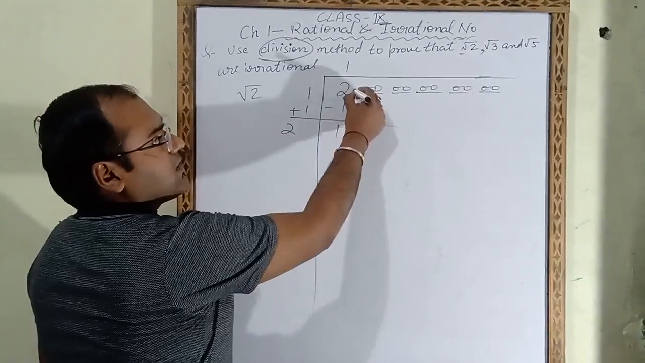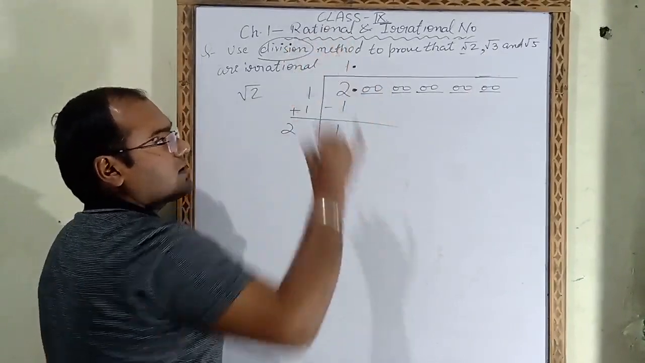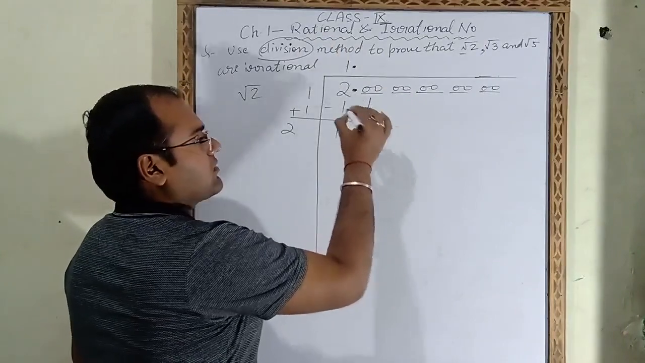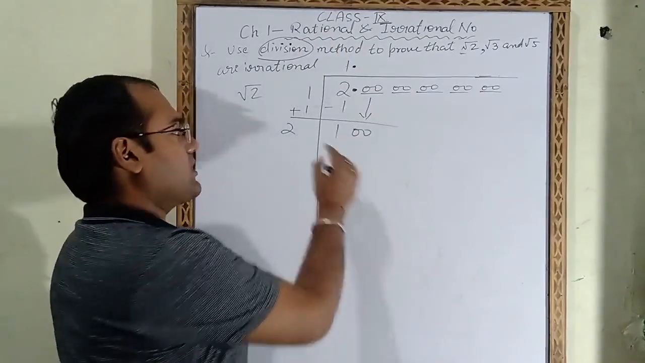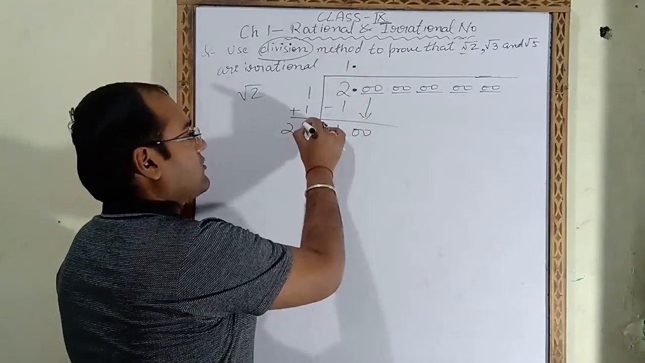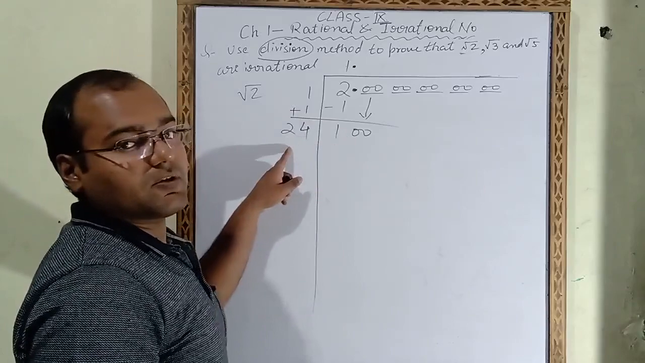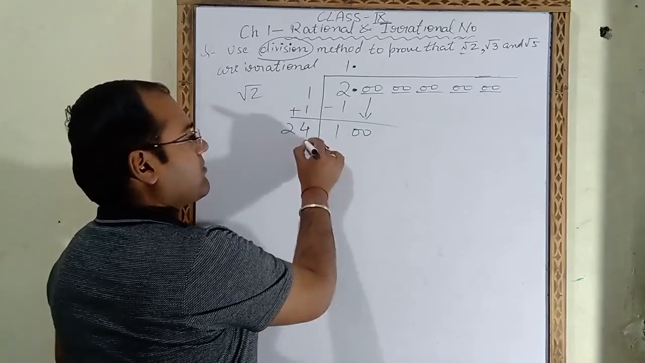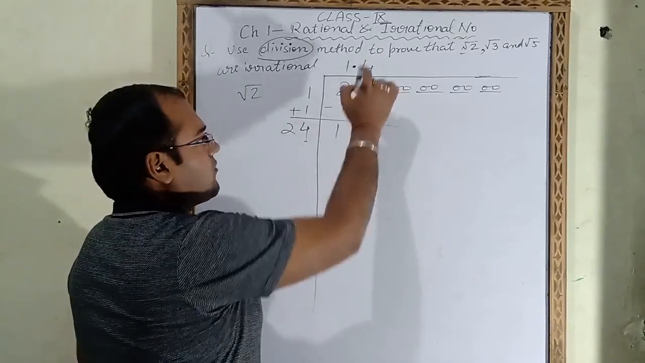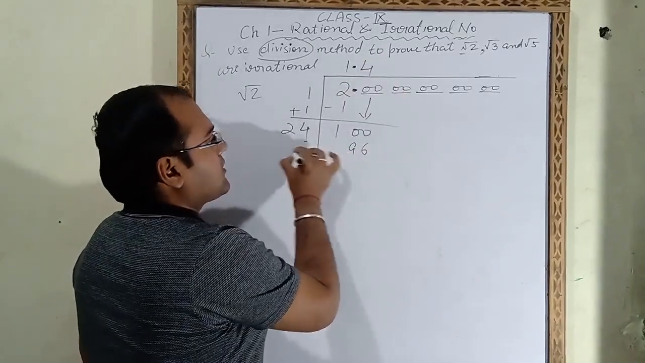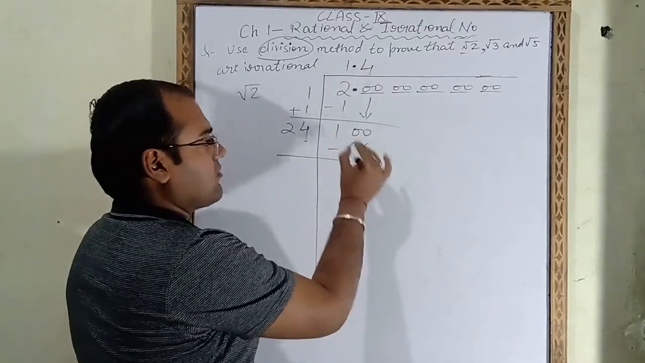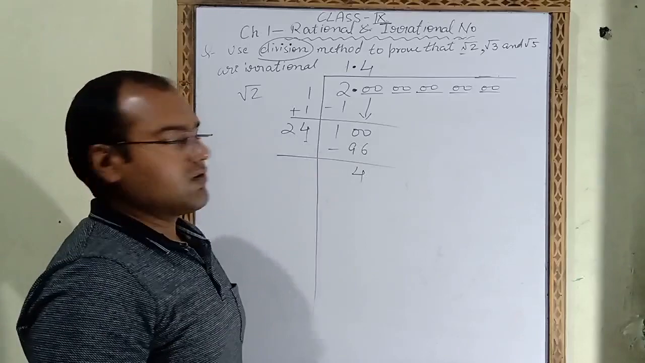Now the decimal is coming here, that's why we have to put a decimal in the answer also. This zero pair we have to bring down, this will become 100. Now the same number we have to write here also and here also. So 24, if I write 4 here, this will become 24. 4 I have written here, so 4 I have to write here also. 24 into 4 is 96. Now we will subtract it, the remainder will be 4.